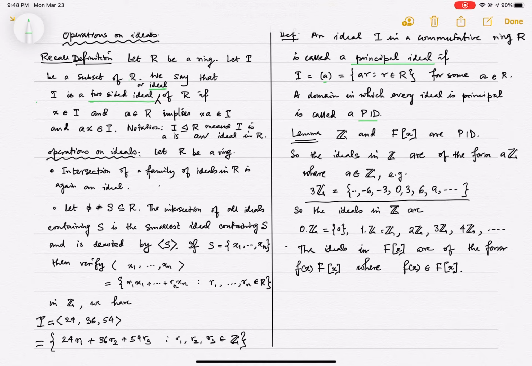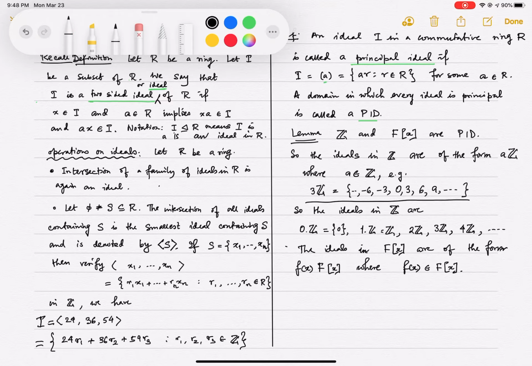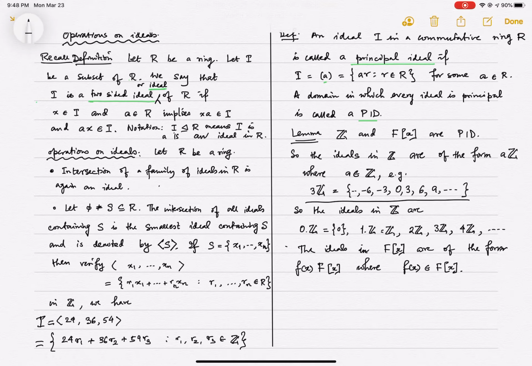We had this lemma here that Z and F[x], where F is a field, so it's the polynomial ring in one variable over a field, these are PIDs, and this at least describes all the ideals in Z and F[x]. So F here is any field. So that's a little recap. So for example, here is a principal ideal in Z, right? 3Z, which means all multiples of 3. And you can check clearly that this is an ideal.